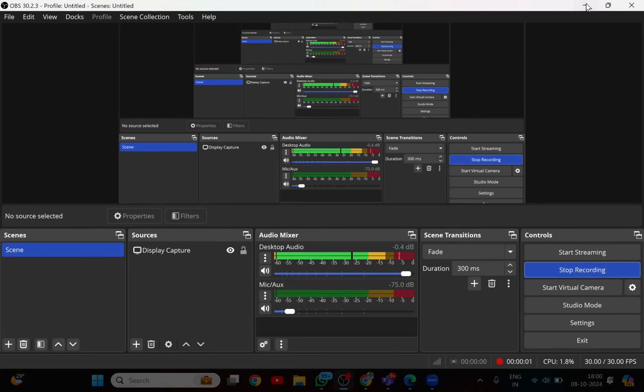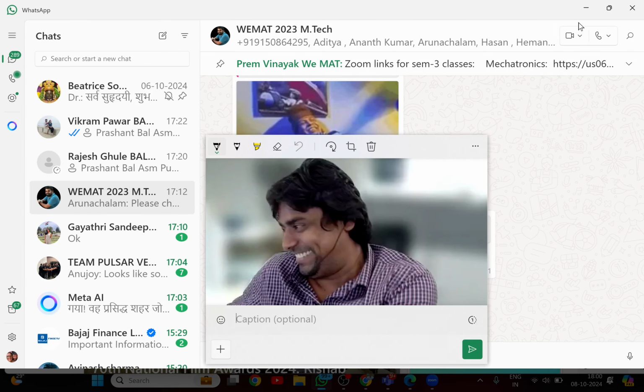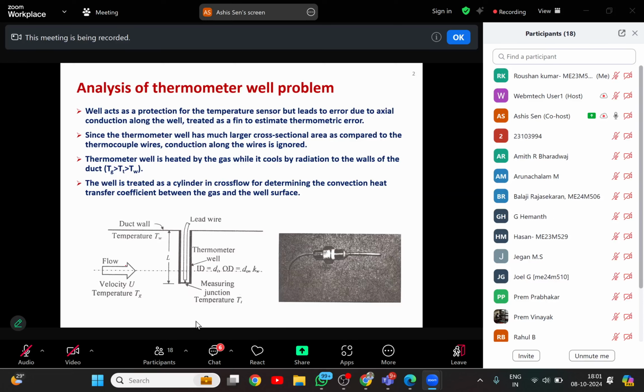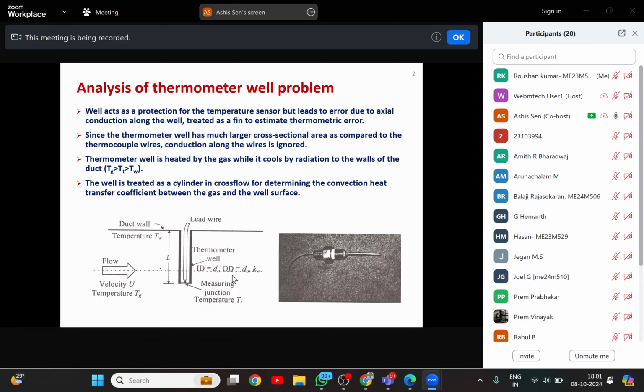This thermocouple is basically soldered or welded here. And we have the fluid, which is flowing at some temperature Tg, which we intend to measure. So there is some heat transfer that is going to happen, which we are trying to analyze to predict what is going to be the error in the measurement.